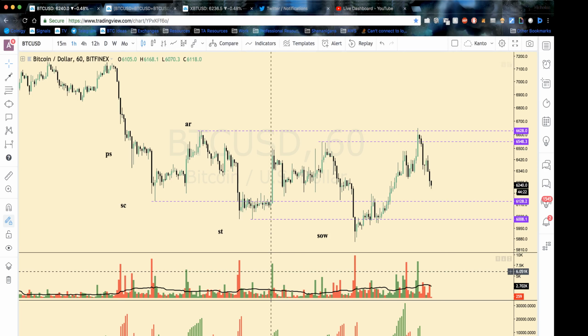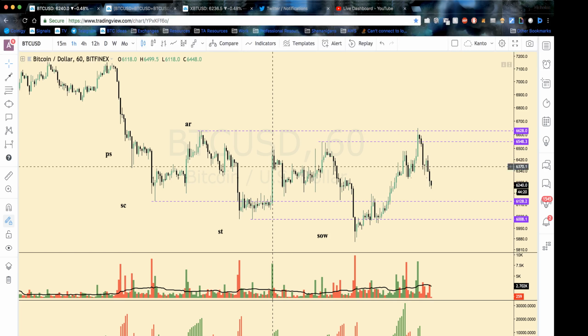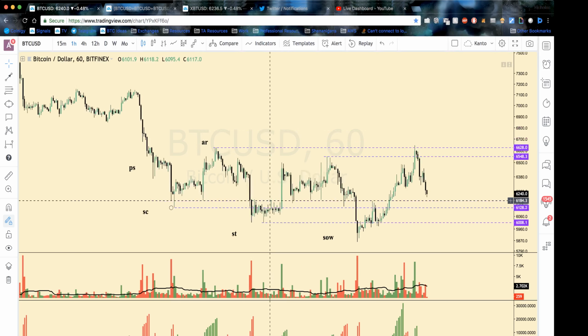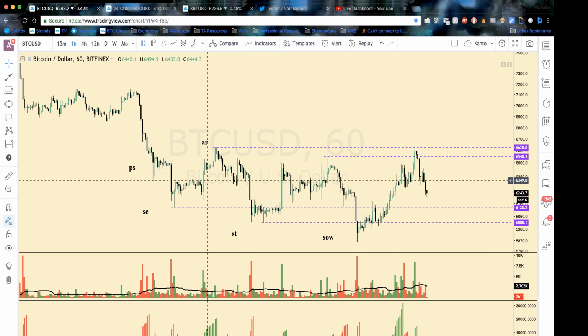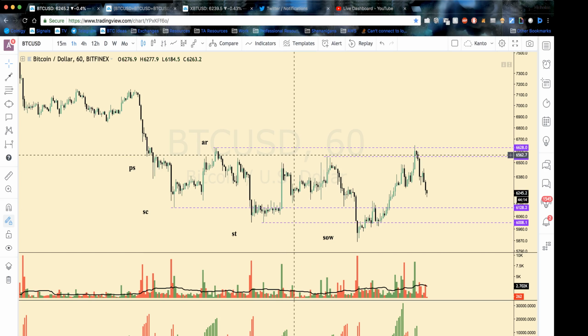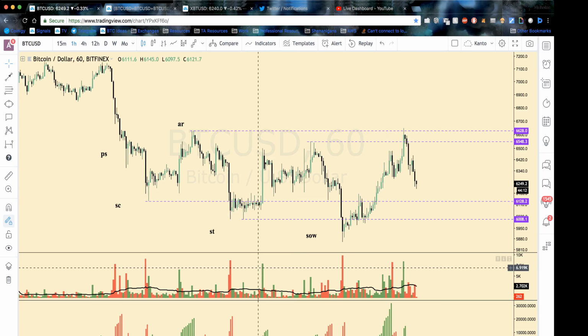A large green candle came in here and showed demand, right? This is what really set the trading range. It let us know, okay, we're probably going to be ranging for a while. Buyers have finally showed up.